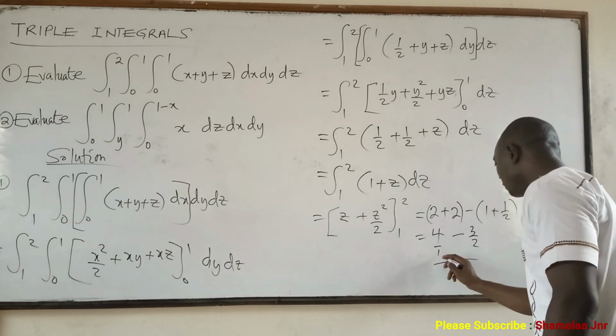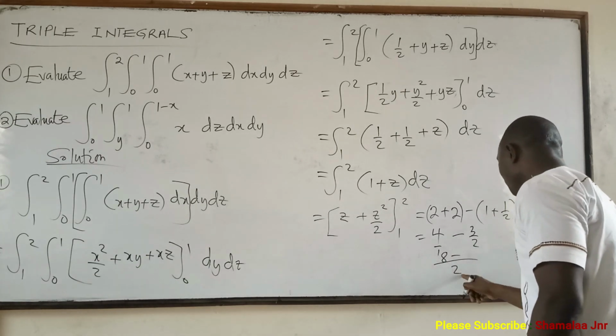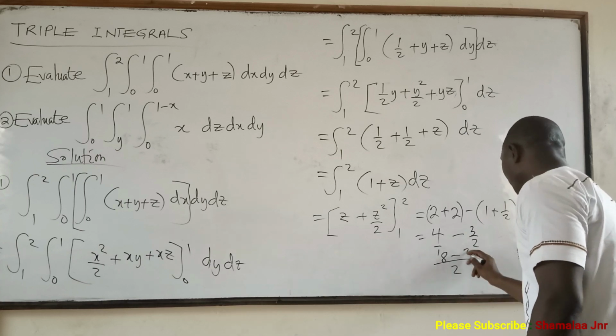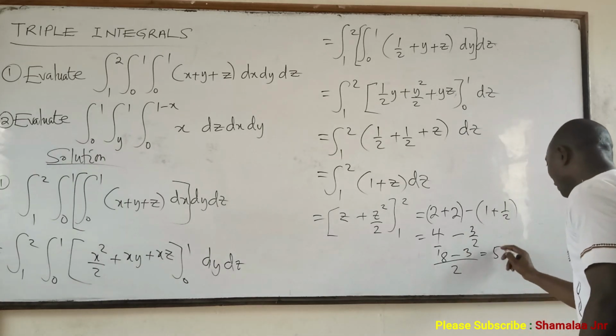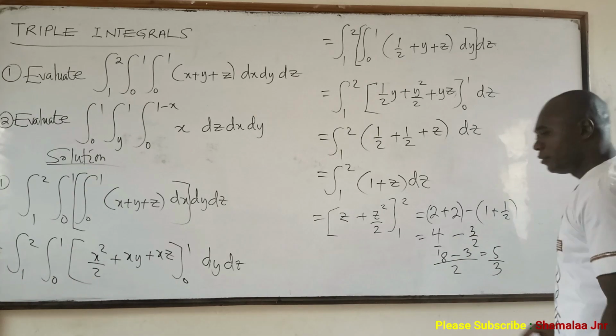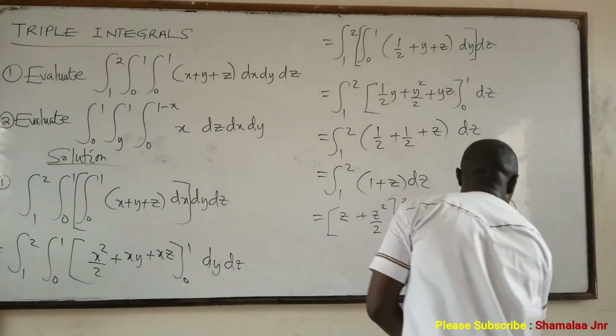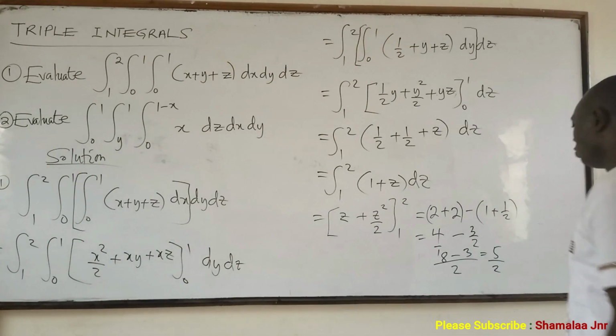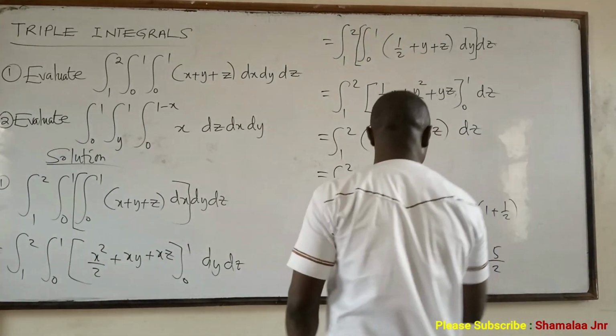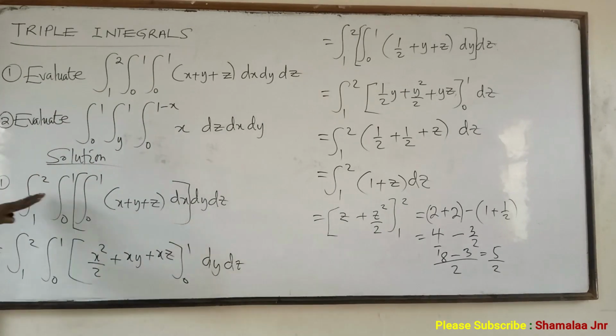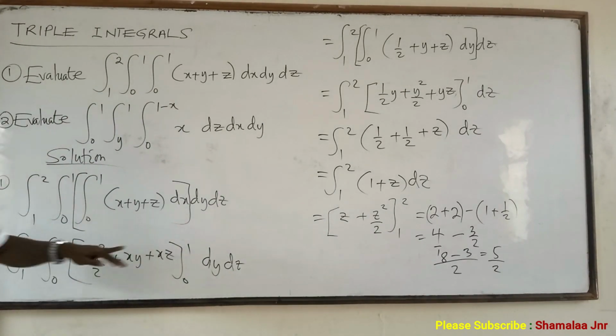Are you seeing it? So here, this is over 1, the LCM is 2. 1 goes here 2 times this 8. 2 goes here 1 times this 3. We are going to have 5 over 2. Sorry, yes, the down one is 2. So it means that the solution to this triple integral is 5 over 2.